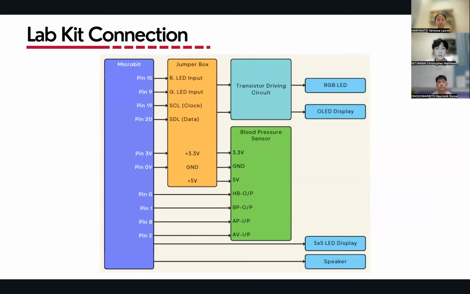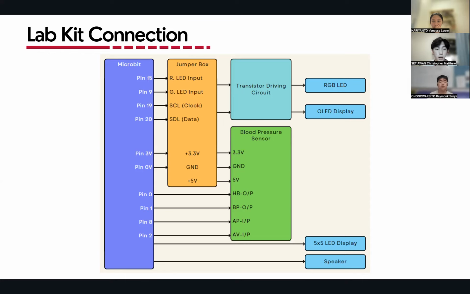Next, I'm going to explain the lab kit connection. We're using three devices, which are the micro:bit, the jumper box in the lab kit, and also the blood pressure sensor. The micro:bit and the jumper box are connected to the 8-connector breakout board. On the micro:bit, pin 15 is connected to the R LED input in the jumper box to power the red LED, and pin 9 is connected to the green LED input to power the green LED.